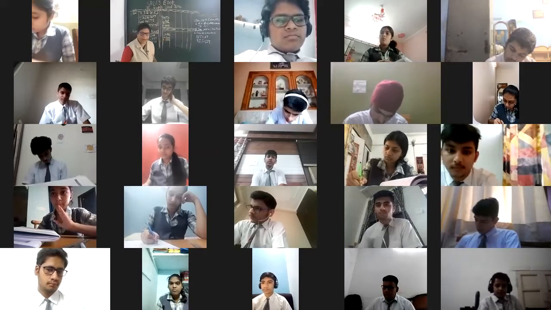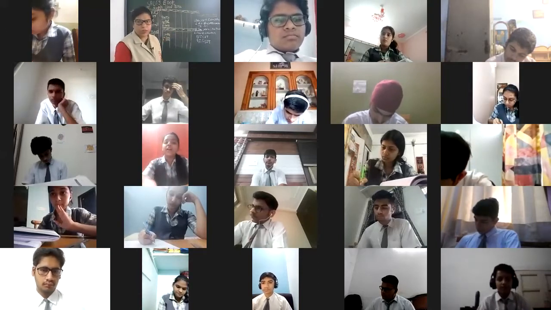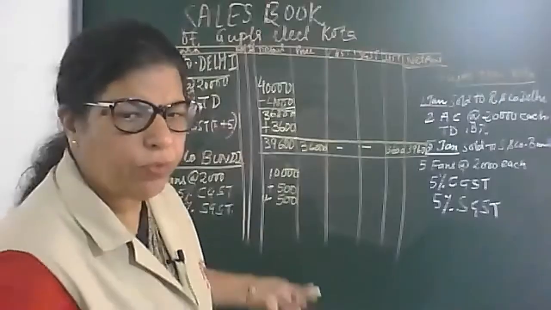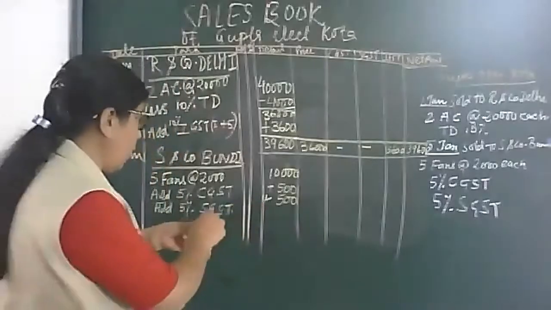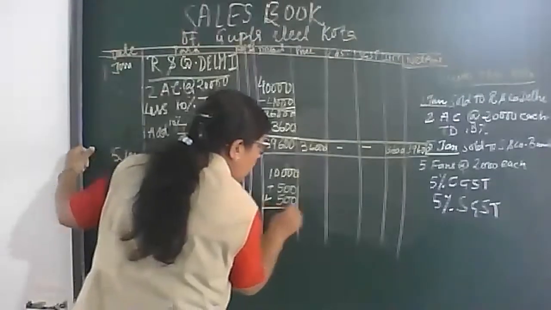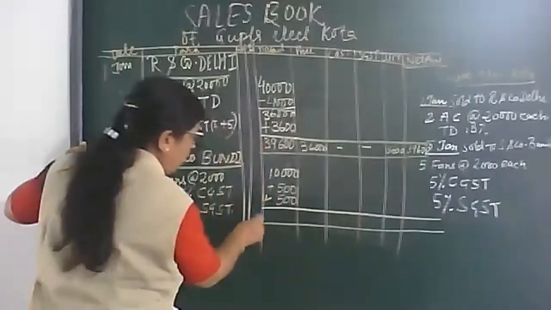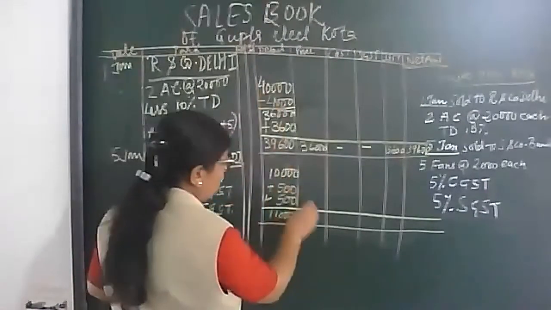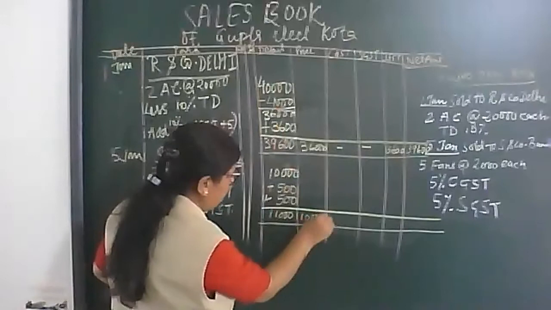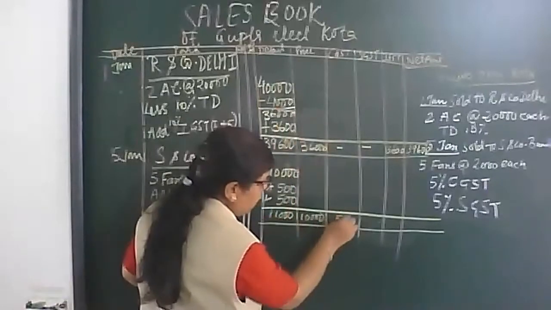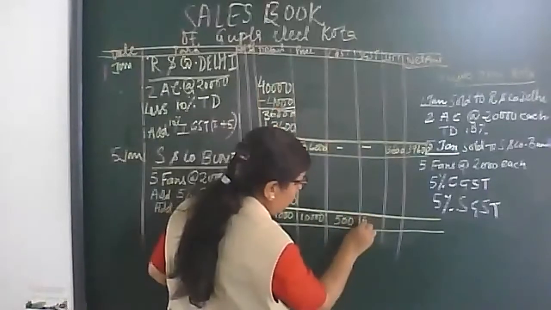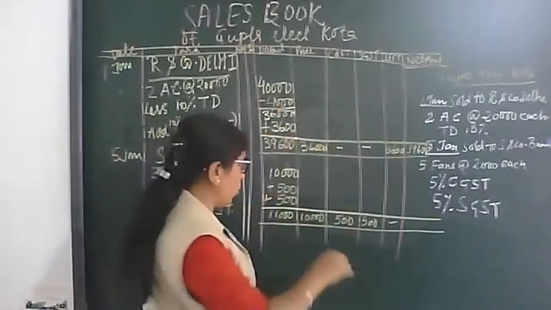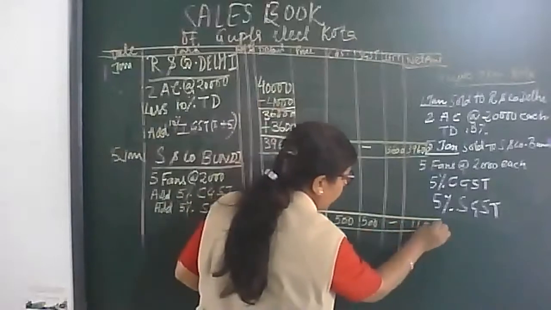Taxes will be added. See, my dear children, taxes will be added while discount will be subtracted. Now we are moving towards the last one. Total is 11,000. First is 10,000, 500 CGST, 500 SGST, no IGST in this transaction. So last is 11,000.